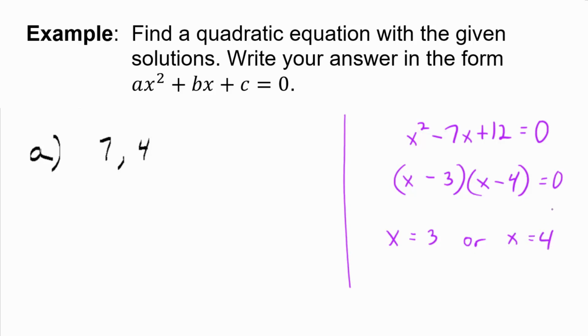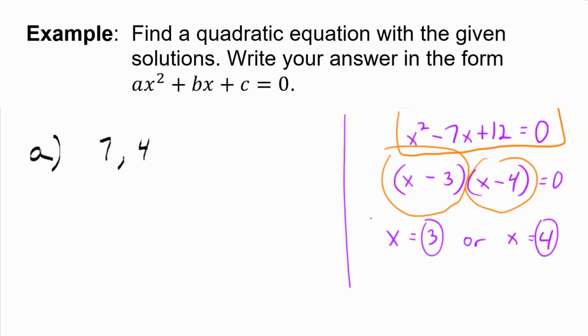So what we're doing in this example over here is we're going backwards. It's like we're starting by being given 3 and 4 as solutions, and then you come up with the related factors to those solutions, multiply those factors together, and then multiply out and get back to where we started. So you're going from the bottom up, okay? And that's exactly what we're going to do in part A. We're going backwards. So if 7 and 4 are your solutions, what would the associated factors be?